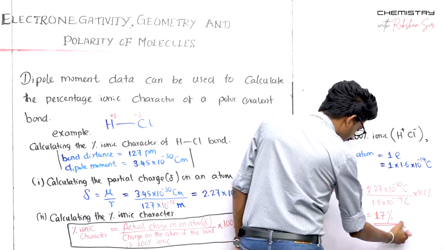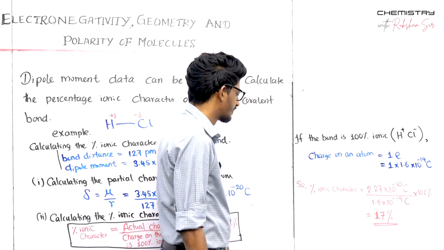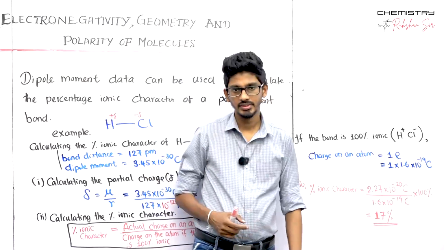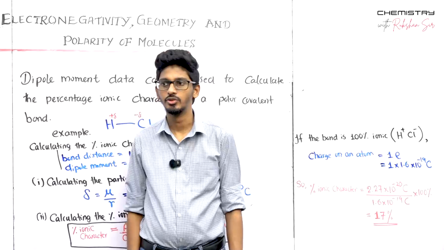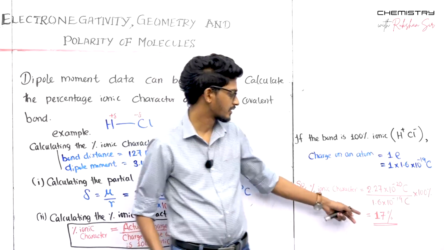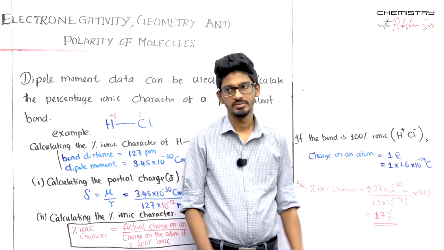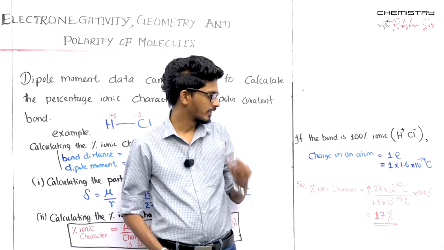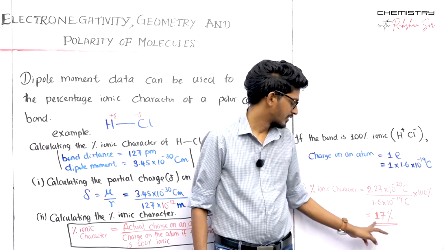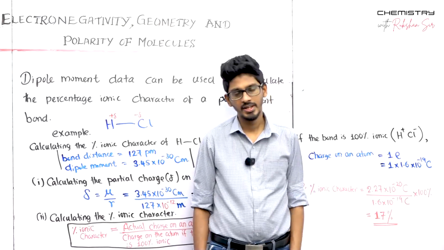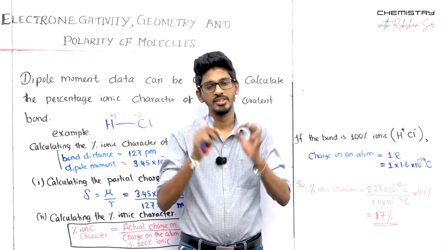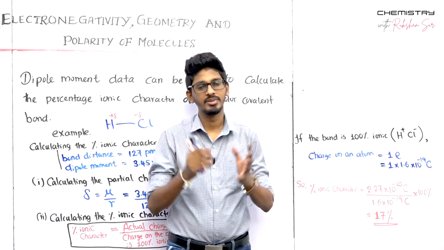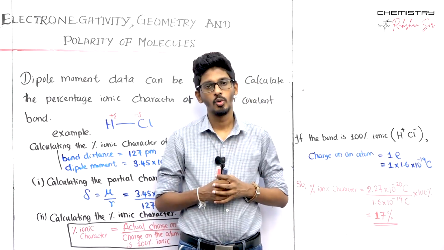So this is the percentage ionic character of the HCl bond, the bond between the H and the Cl in HCl. This is the percentage ionic character: 17%. So when it comes to the HCl bond, 17% is due to the ionic nature, or the charged nature, of the two atoms, and the rest, the 83%, belongs to the covalent nature.